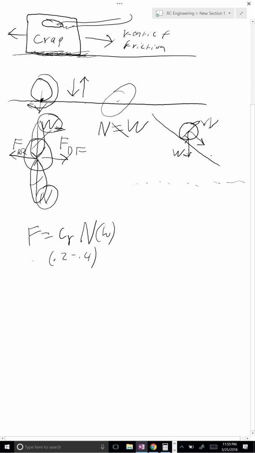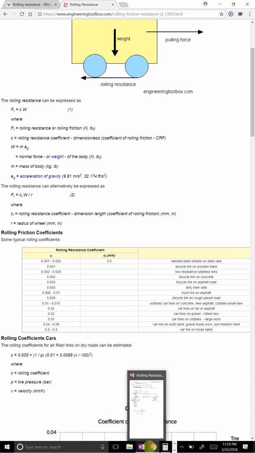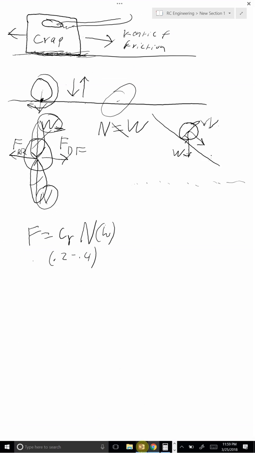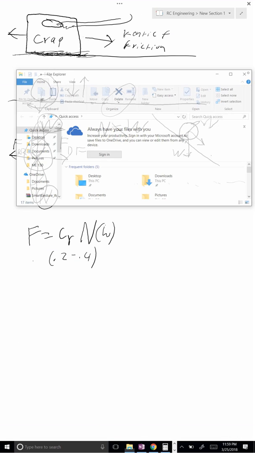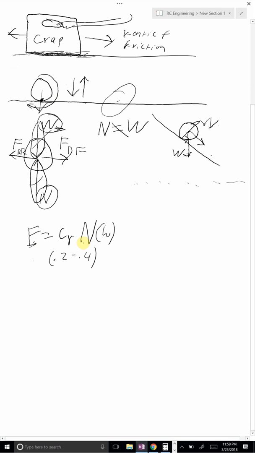and normal force, let's say 2,000 pounds. CR is dimensionless, so we don't have to worry about it, but FR is in newtons or pound force, and that's determined by what we say this is, either pounds or kilograms. Well, this is actually a force, so that would be in newtons or pound force.